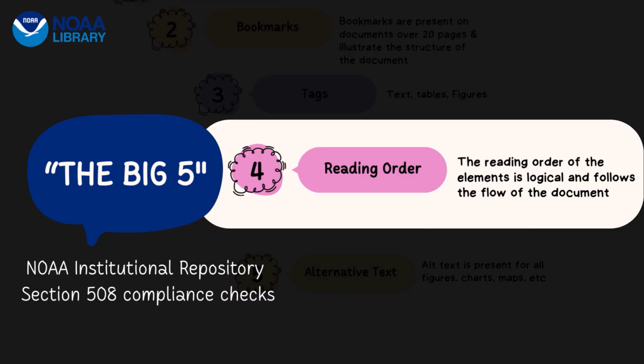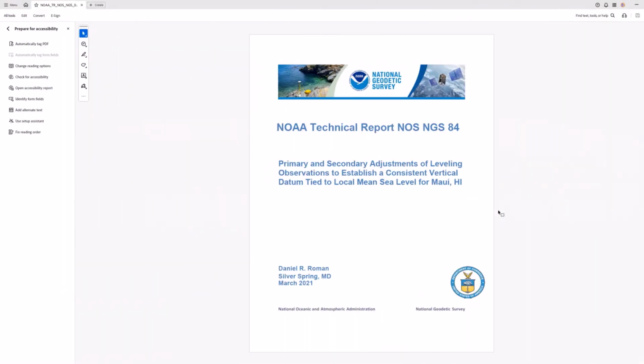The order of the tags is typically assigned by the auto-tagging feature in the previous step, or when the publication was converted to PDF from the original file type. So even if the page appears visually correct, the item's reading order might be out of order to those who are using assistive technology. The reading order tool provides a quick way to check and fix the reading order of the tags within a document.